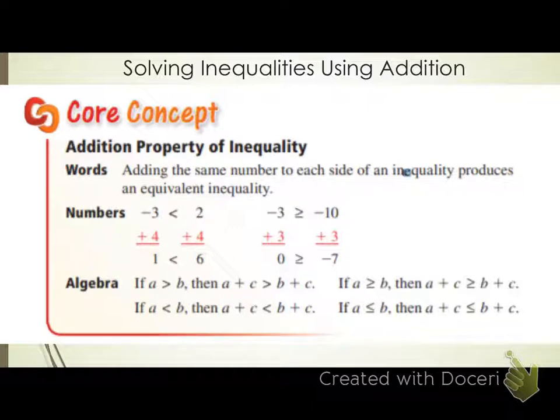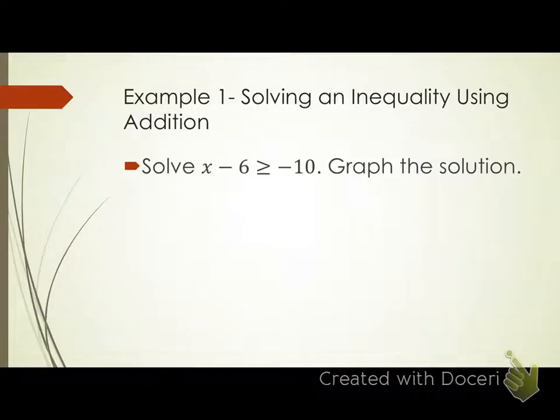Negative 3 is greater than or equal to negative 10. Add 3 to both sides: 0 is greater than or equal to negative 7. Still a true inequality. Does that make sense? Whatever I do to one side, I've got to do to the other. Everyone got it? Perfect. Let's move on, going through this quick. Very similar to chapter 1.